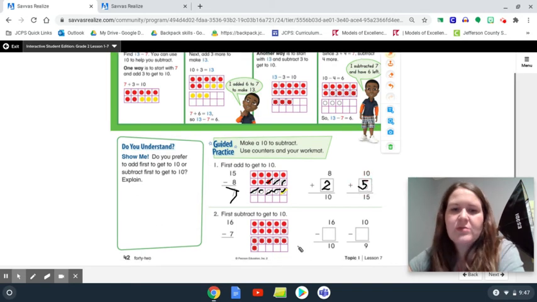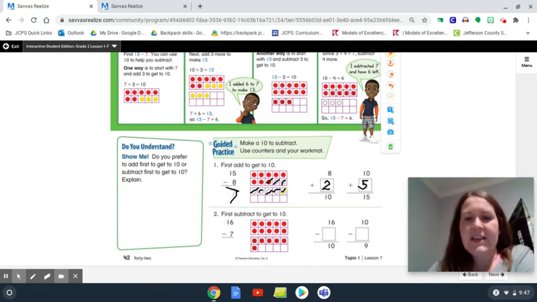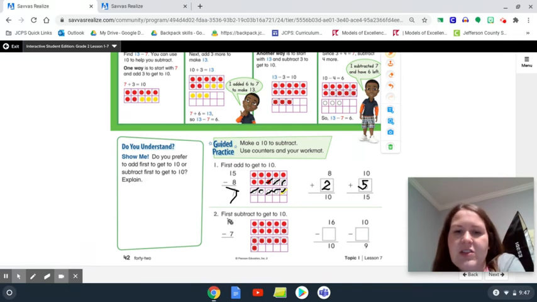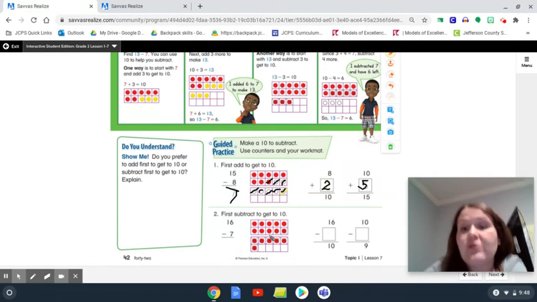All right, so let's try this one down here. First, subtract to get to 10. Okay, so here's the big problem, 16 minus 7. But they want us to break it up into little parts over here. So 16 minus blank equals 10. So what could that missing number be? Well, let's look here. We've got 10 counters plus 1, 2, 3, 4, 5, 6. So they went ahead and gave us 16 counters.